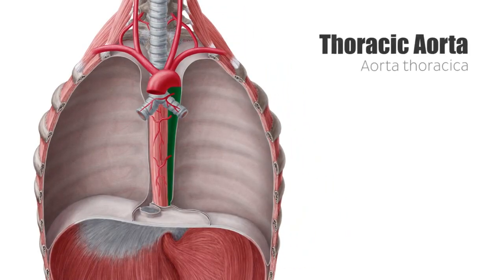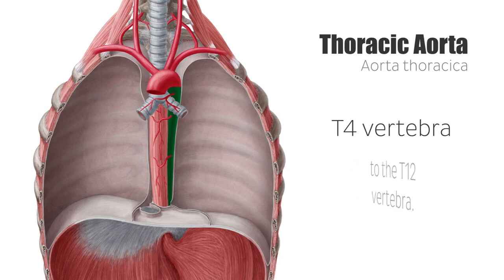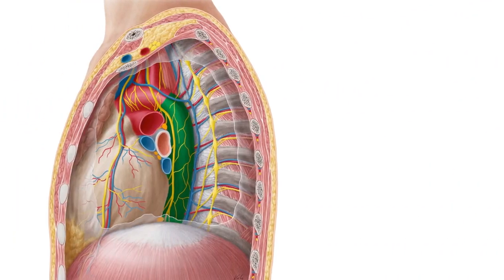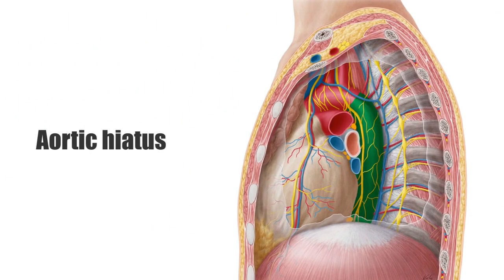Let's now focus on the thoracic aorta. It begins at the level of the fourth thoracic vertebra and descends on the left side of the thoracic vertebrae from the fifth thoracic vertebra to the 12th thoracic vertebra. Running behind the base of the left lung and the pericardium, it enters the abdomen via the aortic hiatus of the diaphragm when it reaches the T12 vertebra.